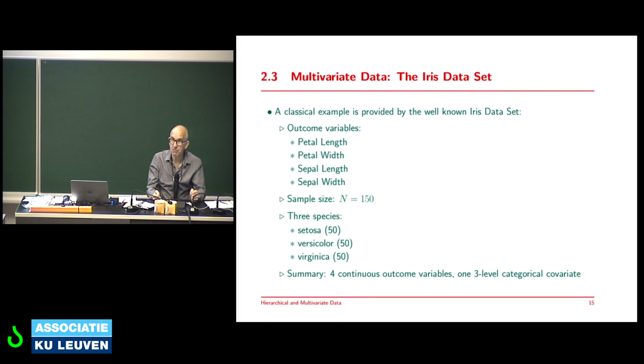We have iris flowers, and those iris flowers are recorded through 4 variables. The petal lengths and widths, and then the sepal lengths and widths. So there are 2 types of leaves: the leaves on the flower and the leaves on the stem of the flowers. So the colored ones and the green ones, so to speak, and they have a length and a width. And you can imagine, like any body characteristics, that 4 characteristics on the same flower will somehow be dependent.